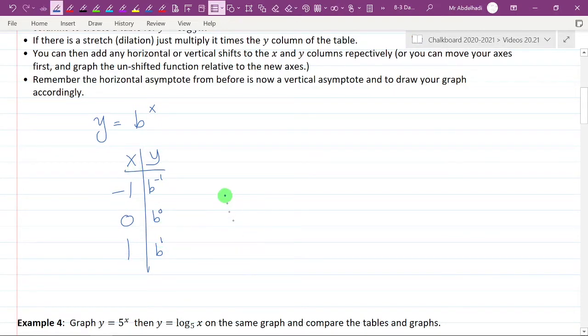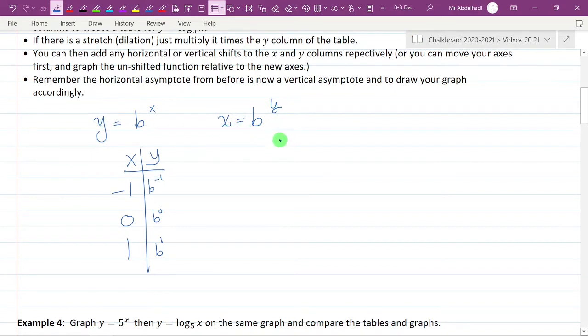And that was it. Now, logarithms are the inverse of this. So if we want to graph a logarithm, let's see how we would graph the inverse of this table. First thing you want to do is use the swap method and find the inverse of y equals b to the x. The way to find the inverse would be to swap the x and y. So this becomes x equals b to the y. I swap the x and y, and now I have the inverse.